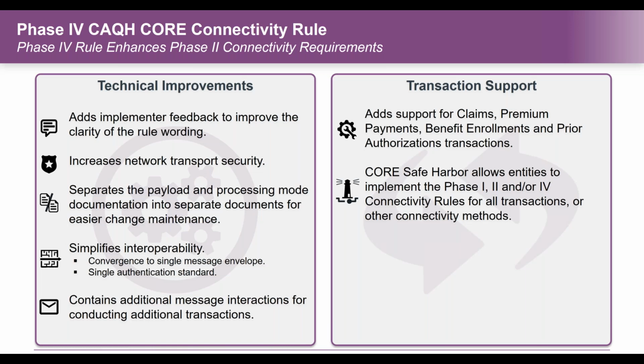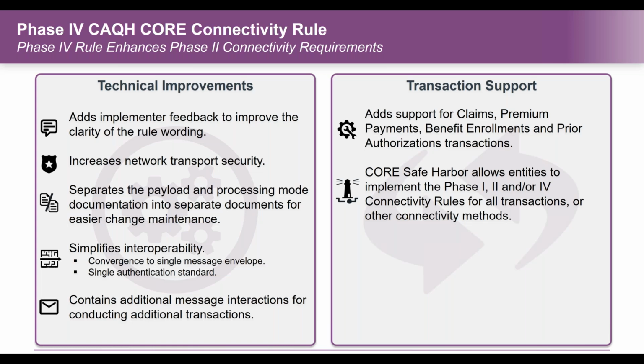This allows us to have an easier maintenance process and a way for the industry to adopt those changes on a more periodic basis. We've also simplified the interoperability. We've converged onto a single envelope message structure and also a single authentication standard. So going from 2 of each in phase 2, we've now gone to one for each, both the message envelope standard as well as the authentication standard, just a single one. Again, more details in just a moment.